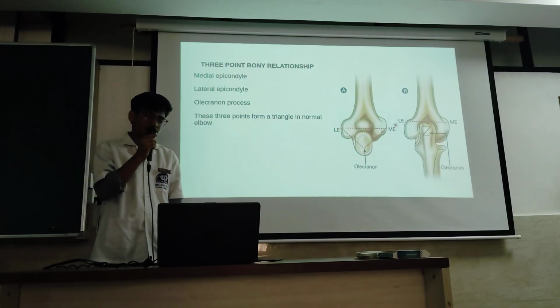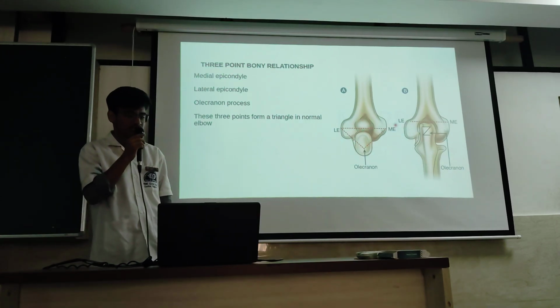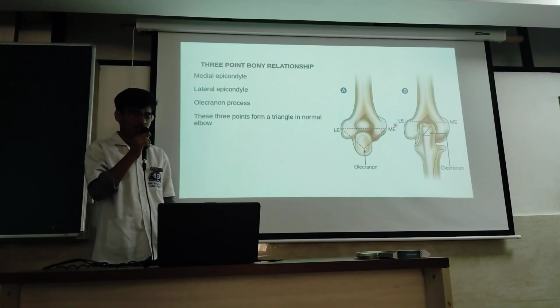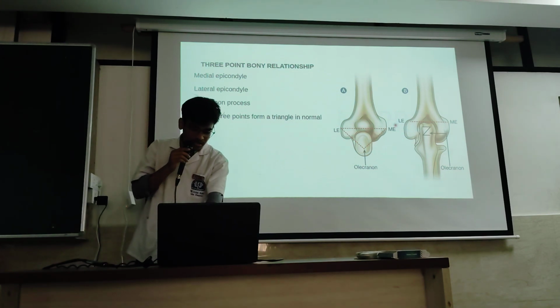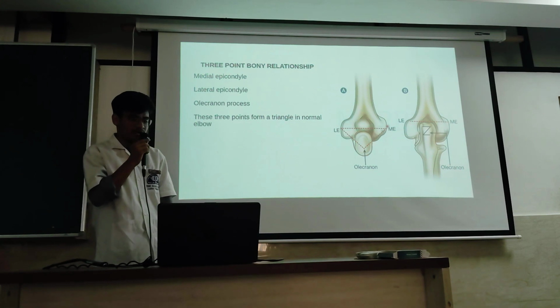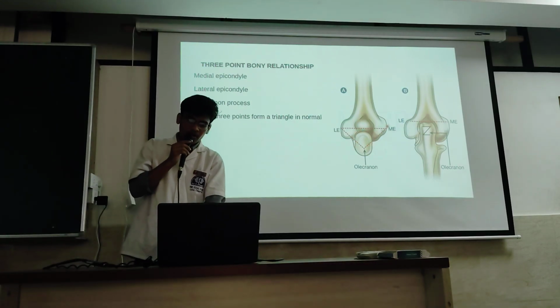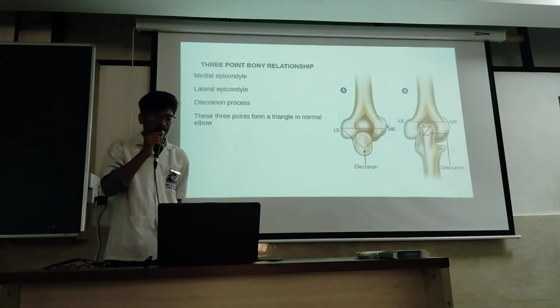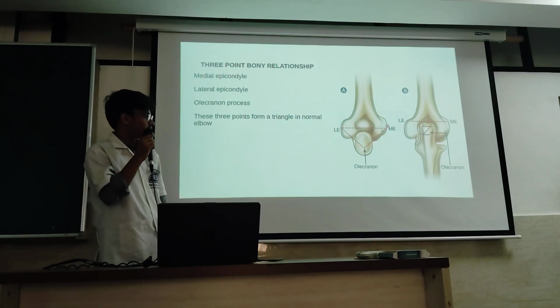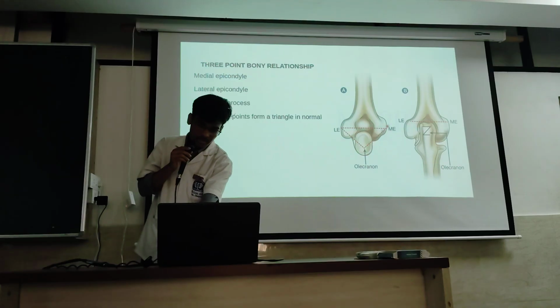Towards the elbow, we see a 3-point bony relationship formed by three bony landmarks: the medial epicondyle, lateral epicondyle, and olecranon process. The imaginary triangle formed has the lateral epicondyle, medial epicondyle, and olecranon at its angles. In the 90-degree flexed position, they form an isosceles triangle, and when the elbow is extended, they lie in a straight line.